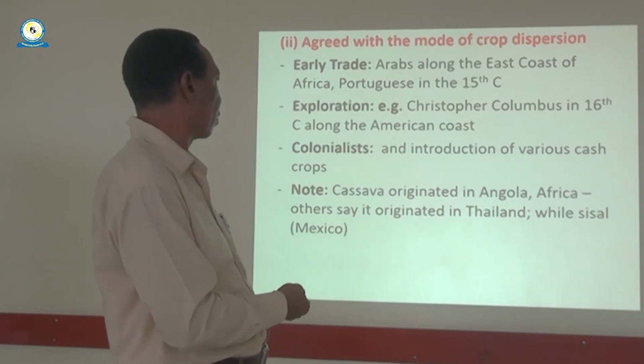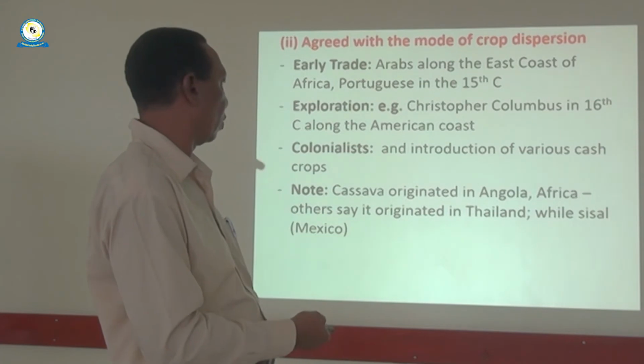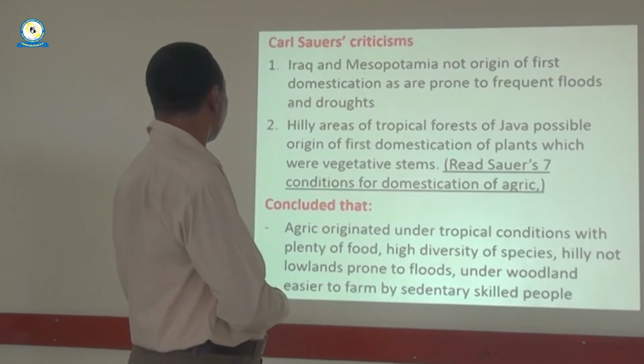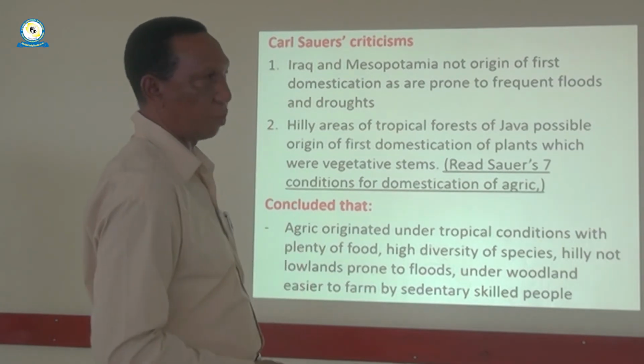Cassava is said to be indigenous in Angola. It is also said to be indigenous in Thailand. White sisal in Mexico. Now, criticisms about soil.